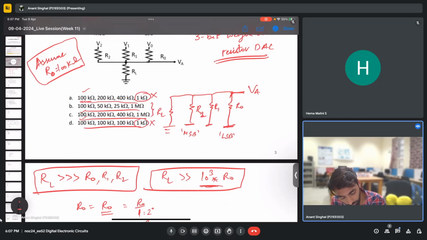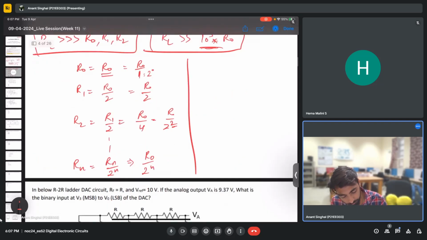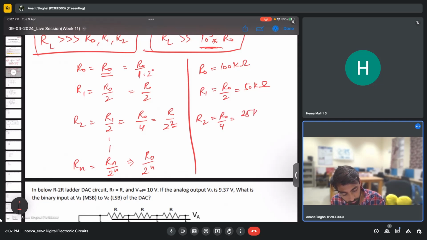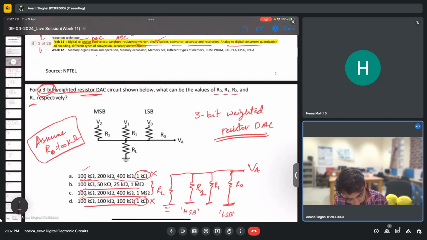So let's say we have R0 as 100 kilo ohms. That will give my R1 as R0 by 2, that will be 50 kilo ohms. Then my R2 as R0 by 4, that is 25 kilo ohms. So we'll check the options.